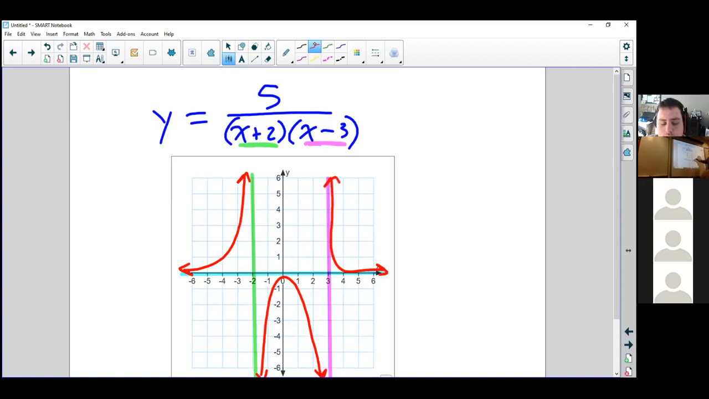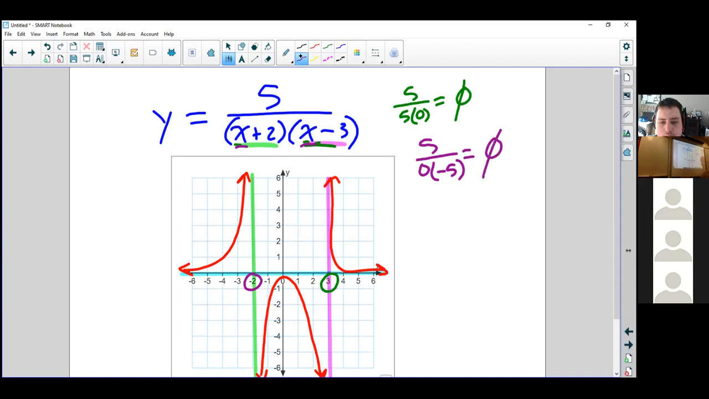So if I were to take 3 and plug it into my x's, I'd get 5 over (3 plus 2), which is 5, times (3 minus 3), which is 0, so this becomes undefined. And if I were to take this -2 and plug it in here and here, I get 5 over (-2 plus 2), which is 0, times (-2 minus 3), which is -5. So I'm dividing by 0 again, so it becomes undefined again. So we have 2 undefined terms. That's why we're going to call these 2 lines vertical asymptotes.